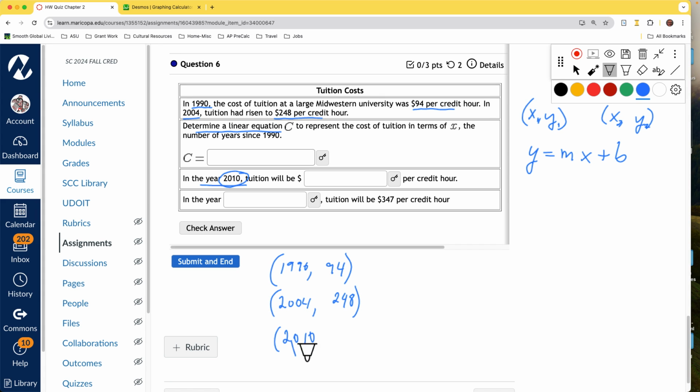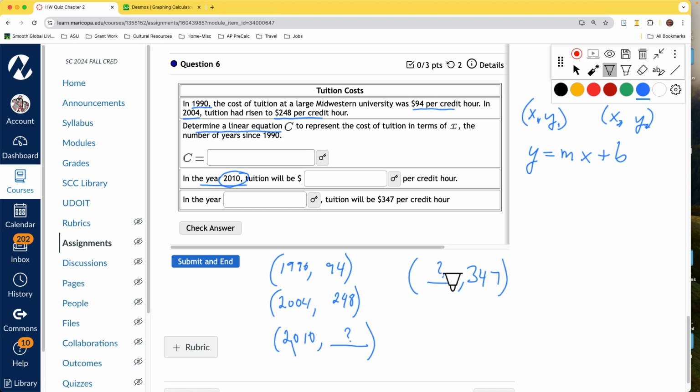So that's going to become a question. We want to know how much would it cost here. And then we also want to know when the tuition will get to 347, so that's a y value, we want to know what is the x value. So those are the 2 questions. Okay, good.